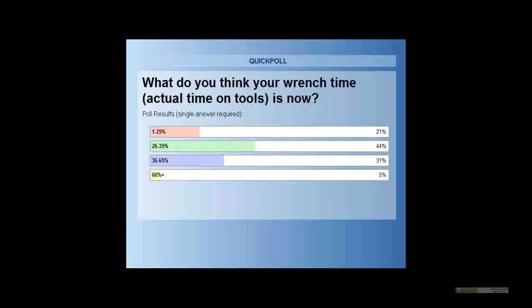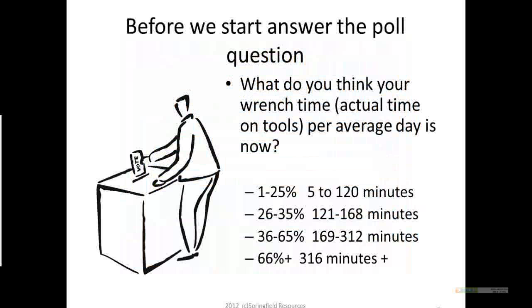Great, so that's interesting. Now, I want you to think about whatever you said it was. If you subtract that number from 480, you have the pool of time that all of your work will help create more wrench time from. In other words, the pool of time available for improvement is going to come primarily from the non-wrench time.